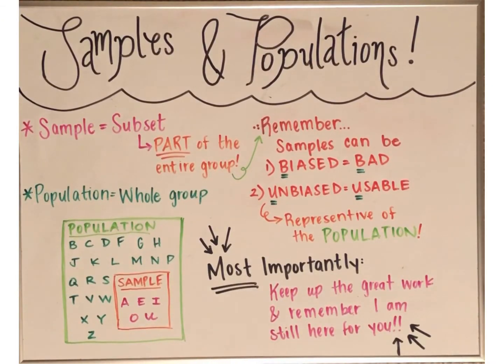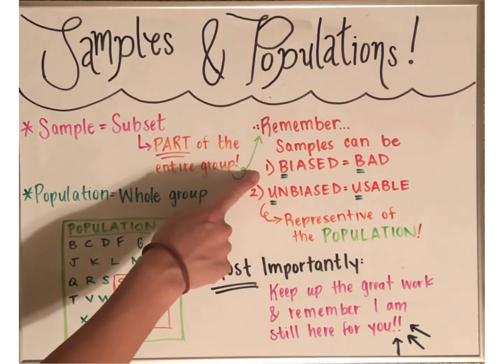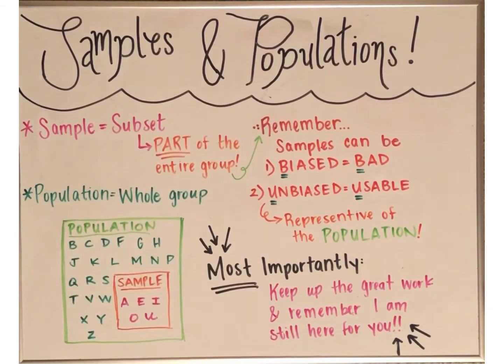Let's start by talking about sample. A sample is going to be a subset of our entire group. Another word for subset is just a part. So it's just a small portion or a part of the entire group. Now, if we collect data from this, it's going to be called a sample statistic. And remember last week, we talked about how samples can either be biased, and biased is going to be a bad sample, or unbiased, which is going to be a usable sample. Those are typically representative of your entire population.